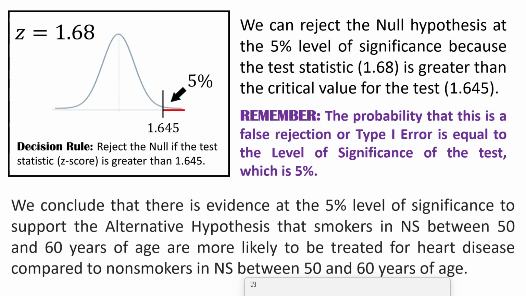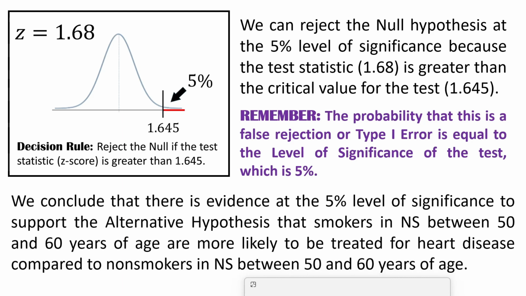What's our final conclusion? We conclude that there is evidence at the 5% level of significance to support the alternative hypothesis that smokers in Nova Scotia in this age category are more likely to be treated for heart disease compared to non-smokers in the same age category.